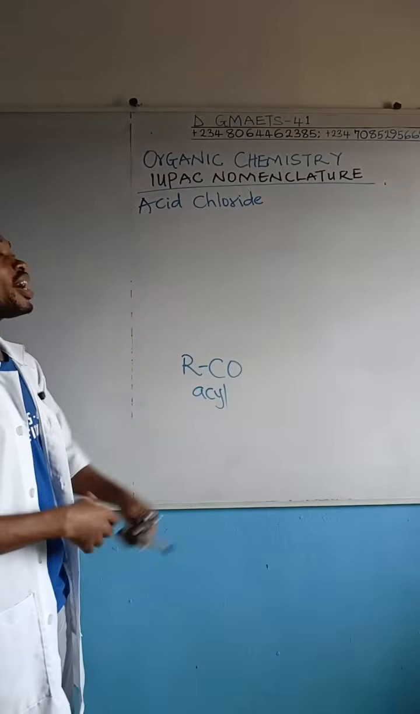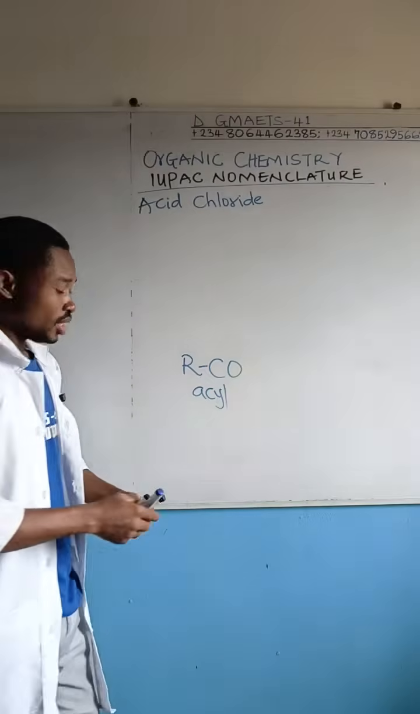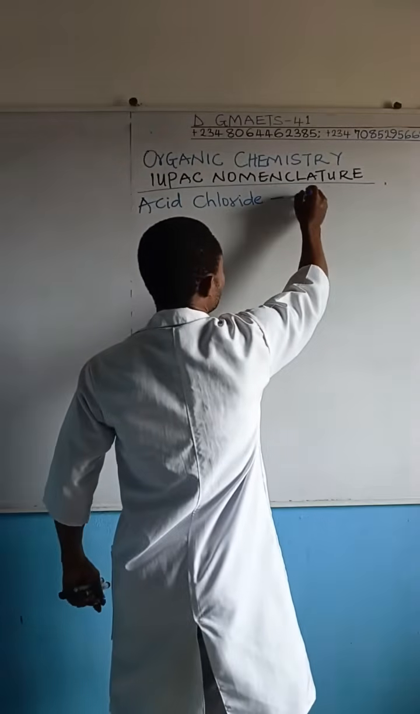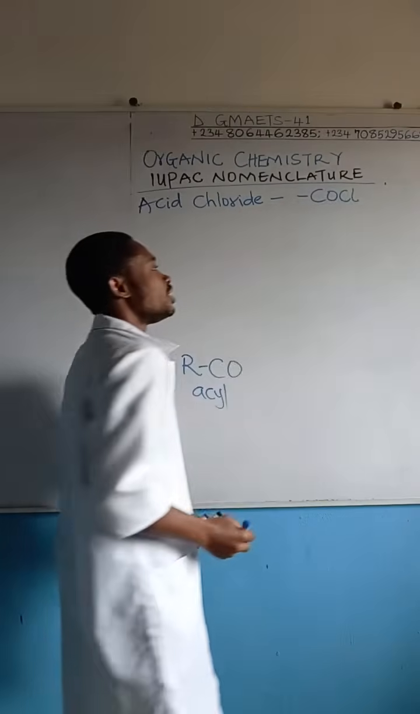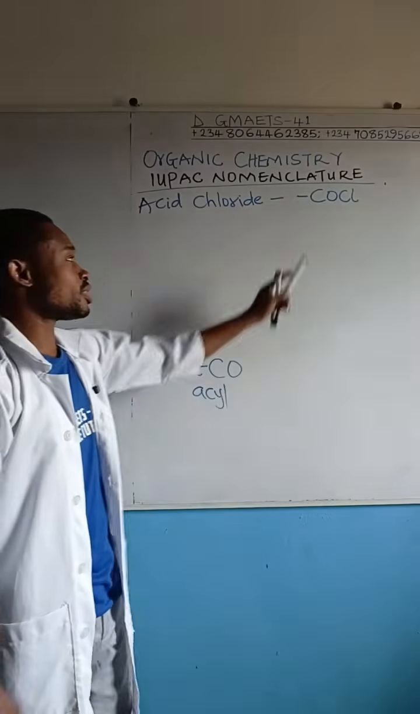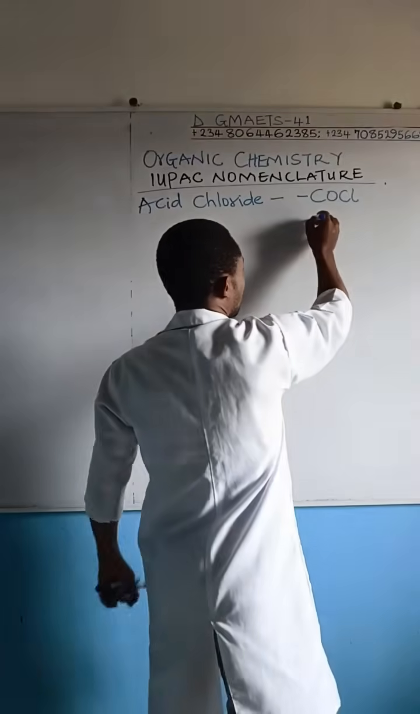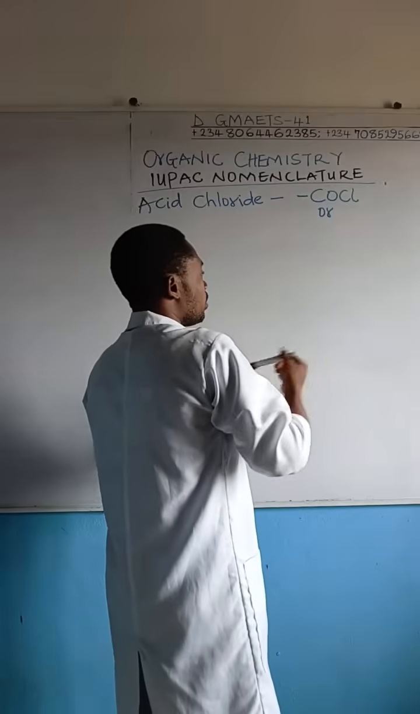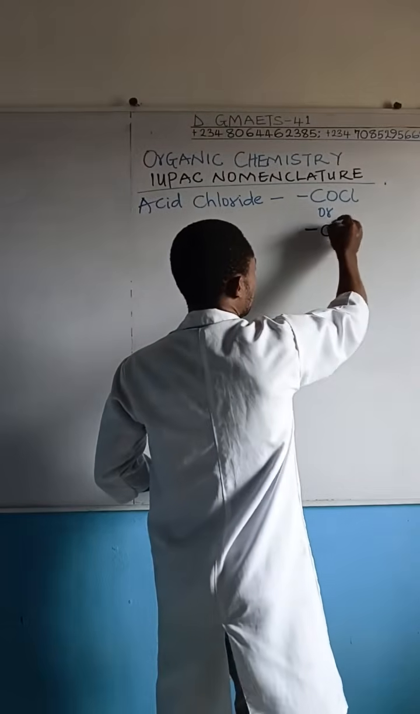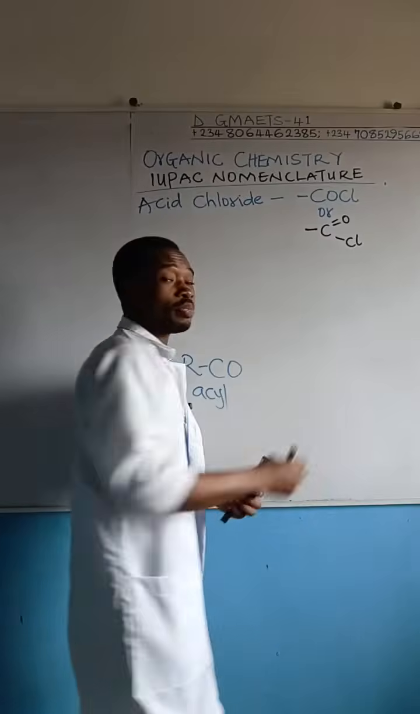So acid chloride, whatever. What is the functional group of this one? The functional group is actually COCl. This oxygen you're seeing here is doubly bonded to this carbon, so it's something like this, if you choose to expand it.